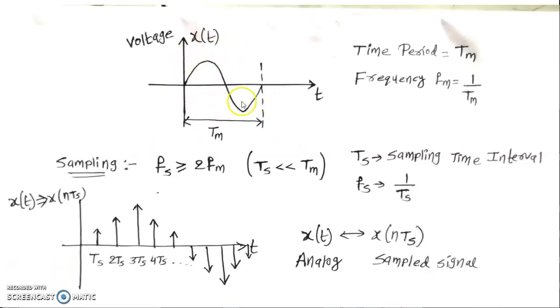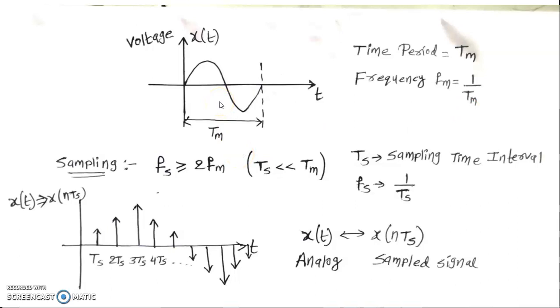This is the analog signal, a continuous time and continuous amplitude signal represented as x of t, where the time period is equal to Tm. This is the message signal, and its frequency is Fm. So Fm is the notation we are using for the message signal frequency, where the time period is Tm. So frequency Fm is inversely proportional, 1 by Tm, the time period.